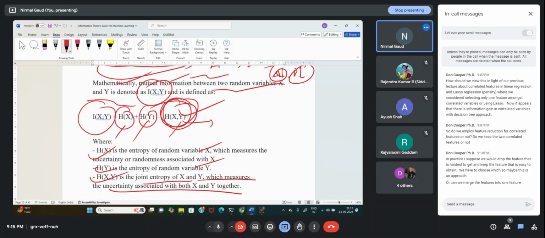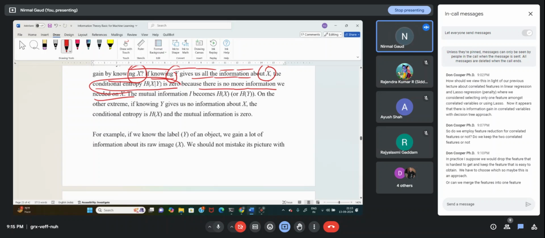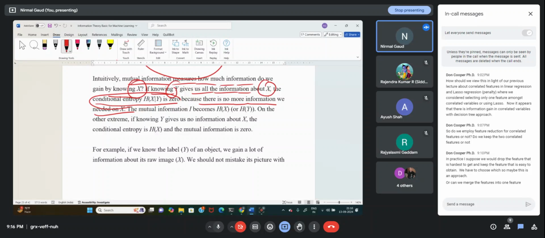Joint means the uncertainty associated with both X and Y. And conditional means if I know about Y, shall I get the information of X? What is the information of X? That is conditional entropy. So I think the conditional entropy one looks much better than the joint. Mutual information measures how much information I can get about another variable if I know one variable. So conditional entropy looks better in the formula.